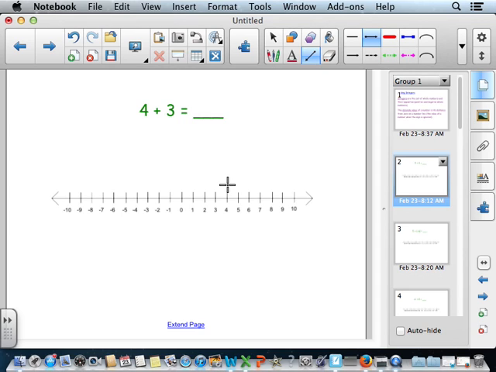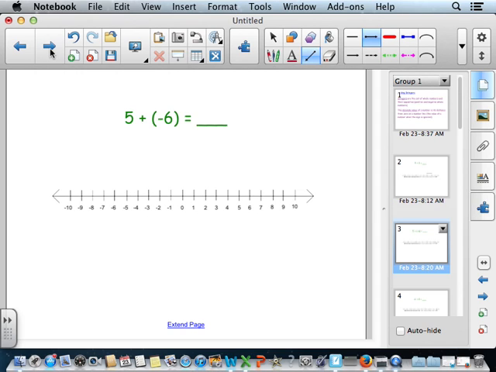When I add 3 to my number, I know that my number will get larger by 3. I also know that numbers on the number line get larger as I move to the right. So on my number line, I will move to the right 3 spaces. 1, 2, 3. When I move to the right 3 spaces, I end up at 7. Obviously, 4 plus 3 is equal to 7. The purpose of this example was just to get an idea of how to use the number line when I'm adding.